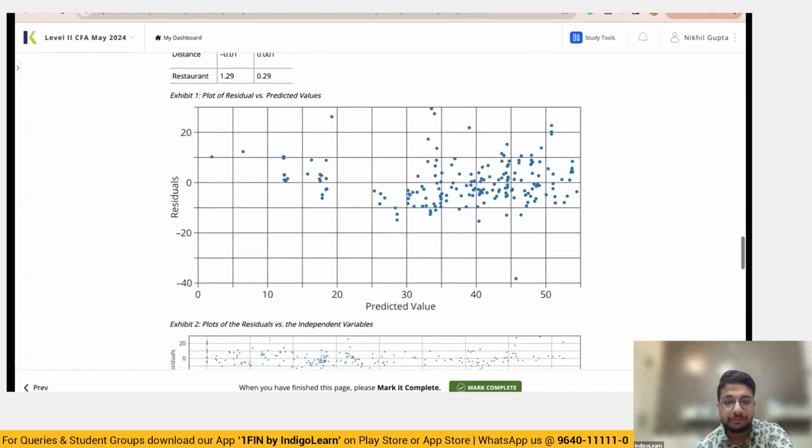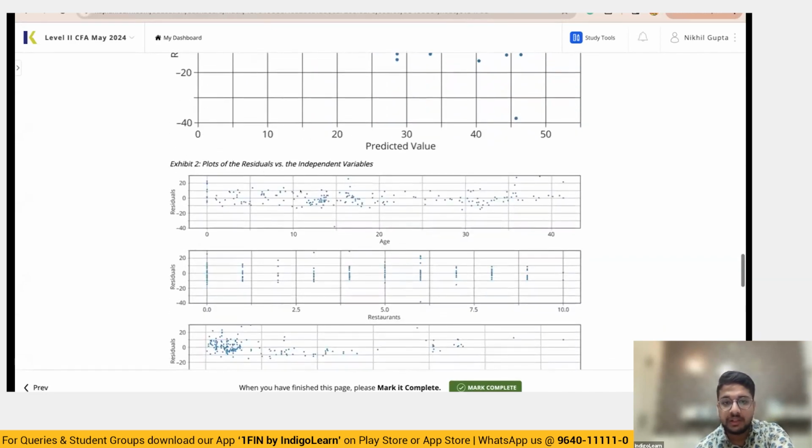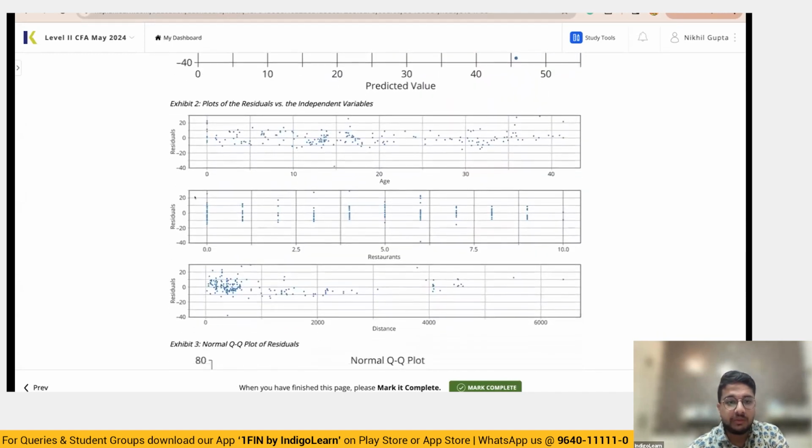So this is one plot. Now the plot of residuals against the independent variables. So these are the xi's and these are the residual values. You can see how they are moving. The variance for all observations can be figured out. These are residuals with respect to each variable. So residuals with age, residuals with restaurant, residuals with distance. The three variables which we have.